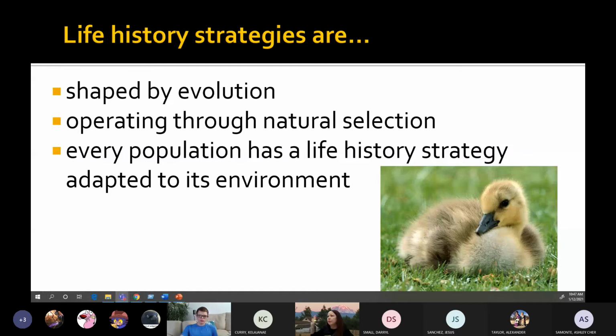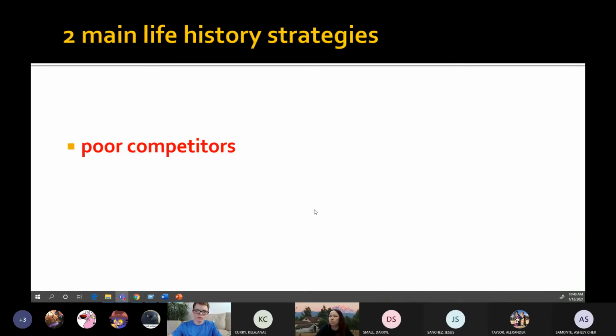So, life strategies, which really all that means is just how organisms live their lives. They're shaped by evolution and natural selection. And every population has a life history adapted to its own environment. So, thinking of the turtles on the previous page, or even the ducklings on this one, in completely different environments, you're going to have slightly different ways of how they live and reproduce, even if they're a similar species.